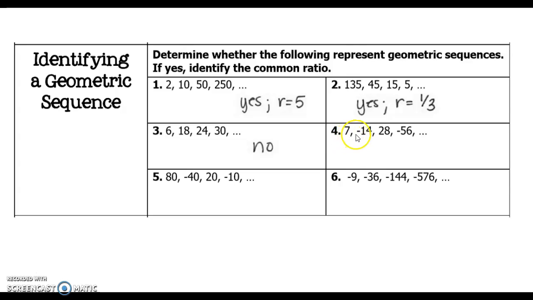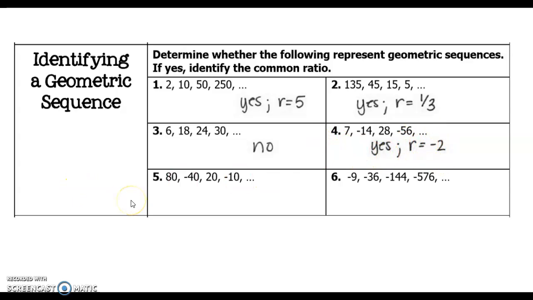Now here I notice that we're alternating positives and negatives, so that tells me that my ratio has to be a negative number. And I look and I see 7 times negative 2 is negative 14. Negative 14 times negative 2 would be 28. 28 times negative 2 would be negative 56. Therefore, yes, this is a geometric sequence, and the common ratio is negative 2.